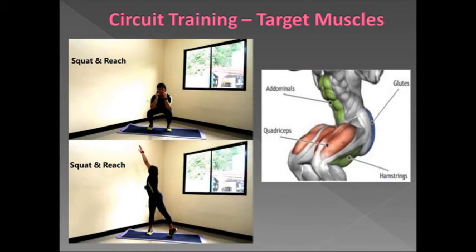Okay, so the first activity is squat and reach. Position with feet apart, then go down, inhale through your nose, then reach. Go up, exhale through your mouth and reach your right. And squat, reach your left, squat, reach your right, and so on. The target muscles are your abdominals, quadriceps, glutes, and hamstrings.